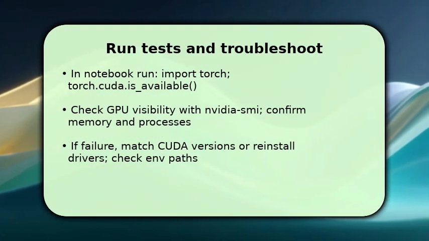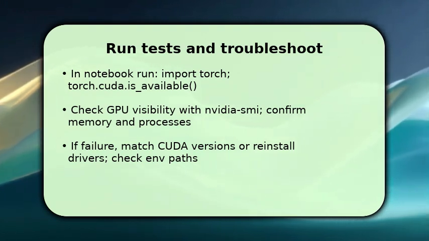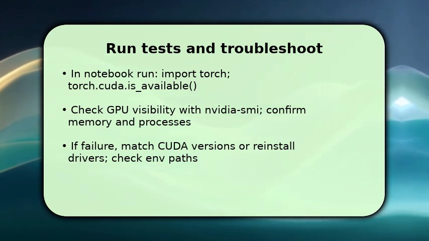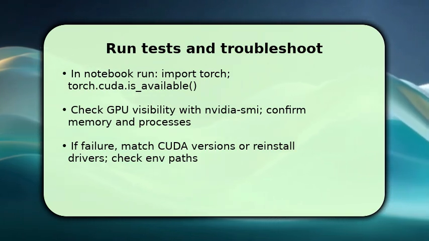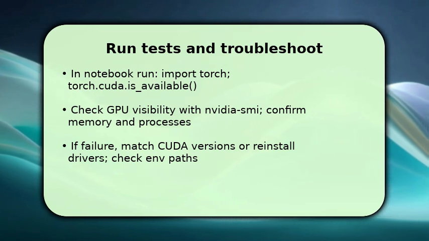You finish by launching Jupyter Lab, selecting the GPU env kernel, and running a simple GPU check like import torch. CUDA is available. If true, run a small tensor on the device to confirm execution. If you see no GPU, run NVIDIA SMI to confirm the driver and device are visible.